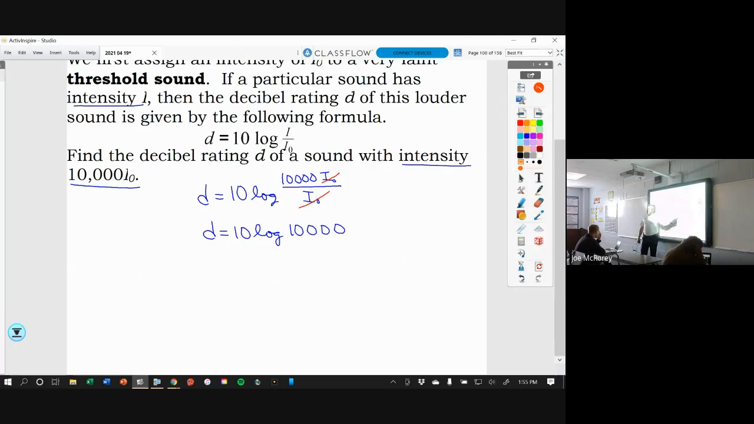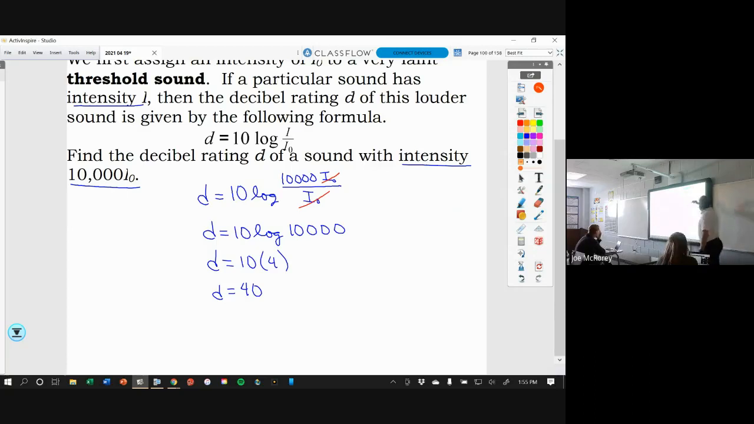Okay, what is log of 10,000? No calculator. What's log of 10,000? Four. You said it was 3 last time. That was 1,000. It's a different number. So you just have to count the zeros. 1, 2, 3, 4. It's 4. So how loud is the sound? It's 40 decibels. It's not that loud.